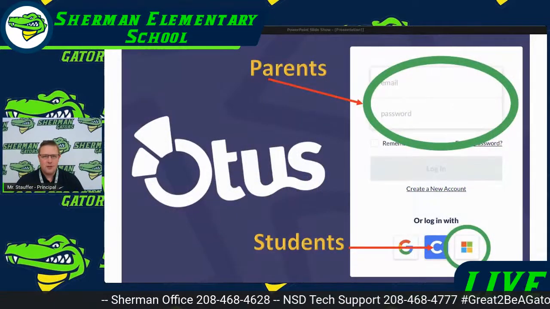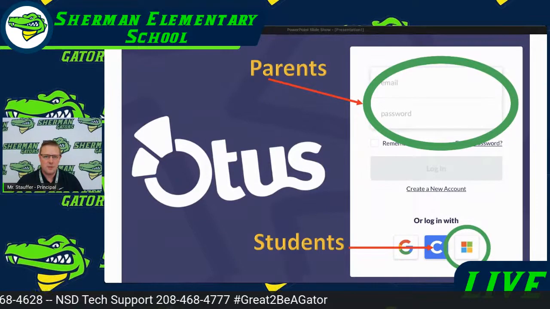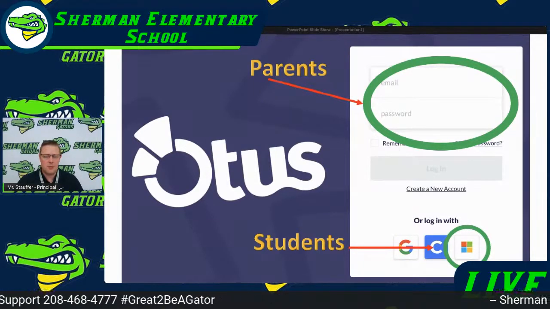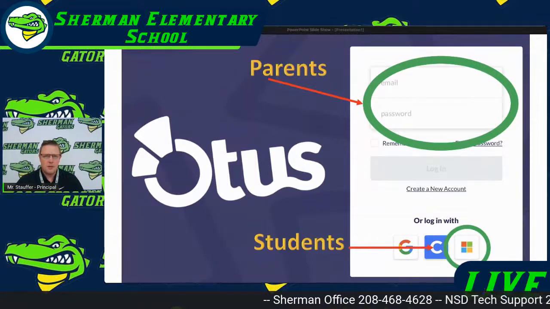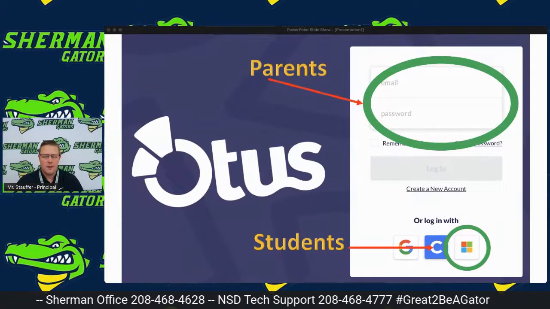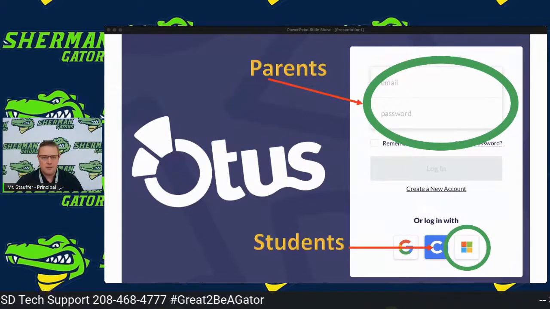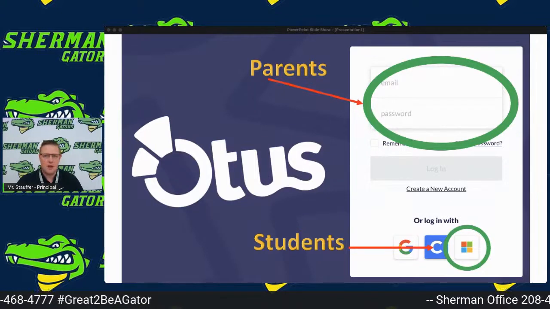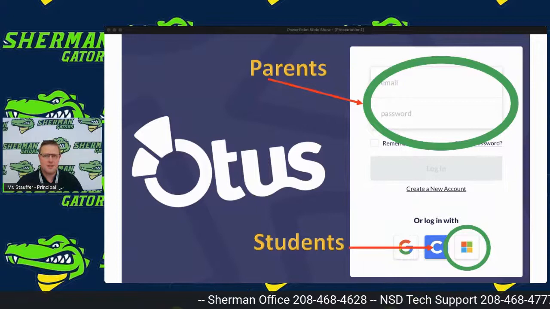In this graphic, you will notice that there are 2 parts, one that says parents, which is up top, and the other one is students, which is down below. The parents, when you go to log into OTIS, you will use the email and password component that's at the top in the green circle. When your student logs in, this is a little bit different than how you would log in. Students would log in using the Microsoft icon, which is there circled in green at the bottom. It has the 4 boxes there.